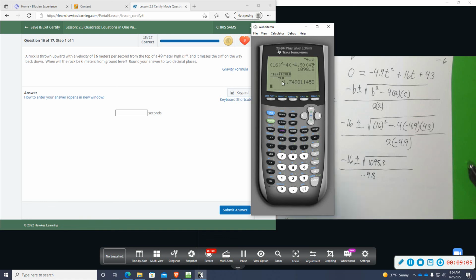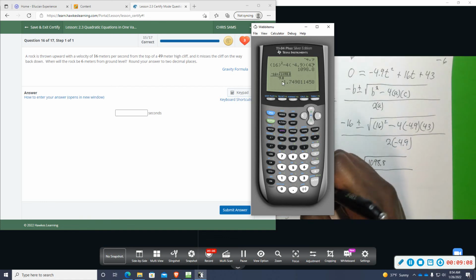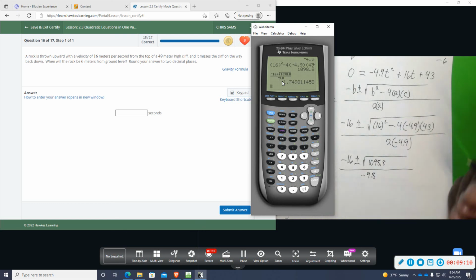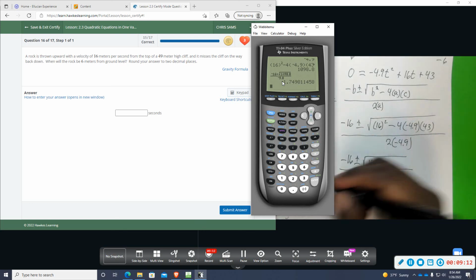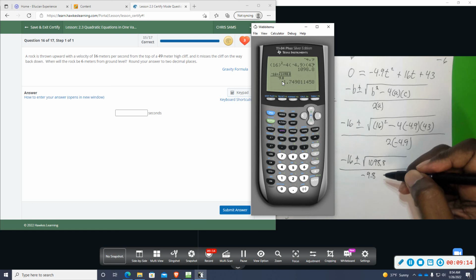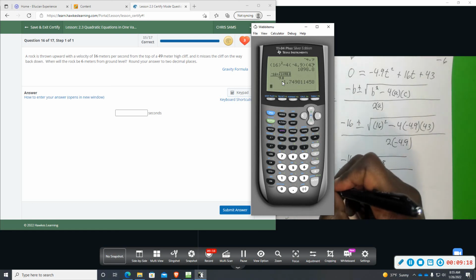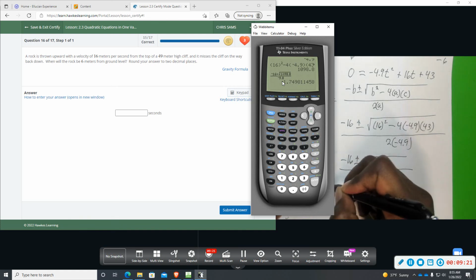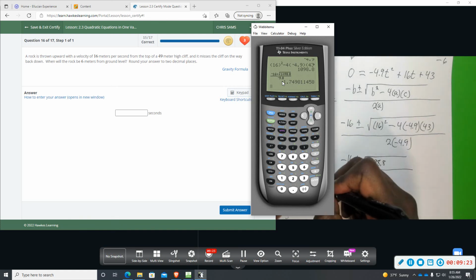However, it doesn't make sense for time to be negative. So this is saying it's going to be 6 meters off the ground if we go back in time to 1.75 seconds, which doesn't make sense for a real world scenario. Round to 2 decimal places. So this one is not going to work. We're not going to use that one.